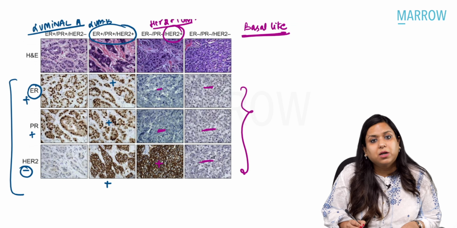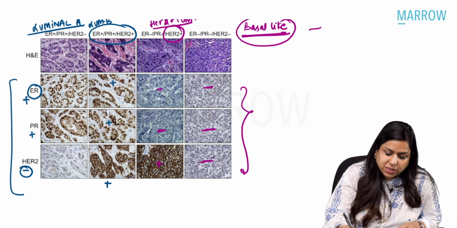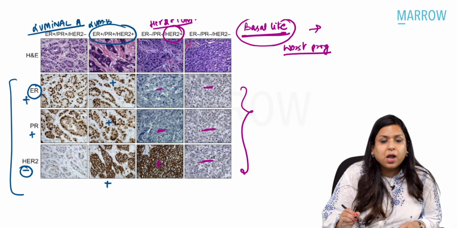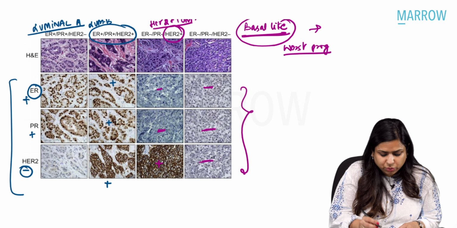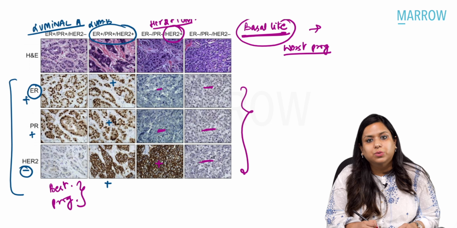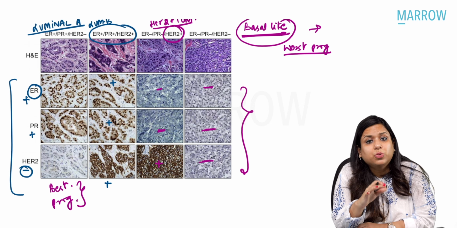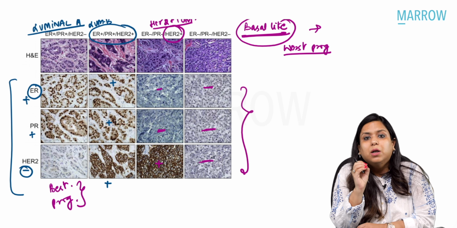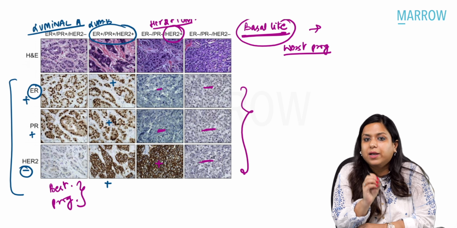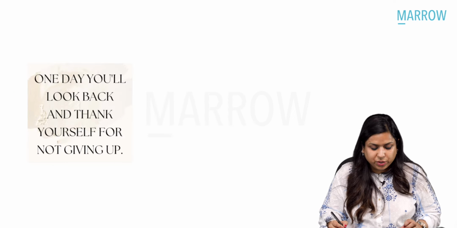If my examiner asks, out of all these, which has the worst prognosis, basal-like out of these has the worst prognosis. And out of these, which one has the best prognosis, students? This one, luminal A, is the most common and it has the best prognosis. Understood? With this, students, we have finished off all the questions which were asked in the pathology exam in November INI-CET, right? So, with this, students, I will end this video.